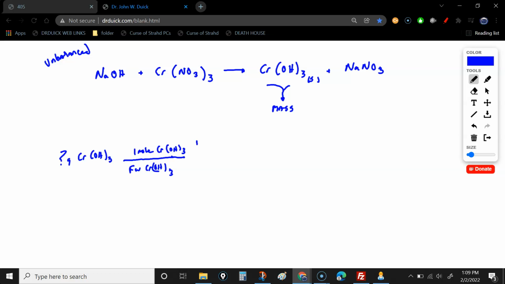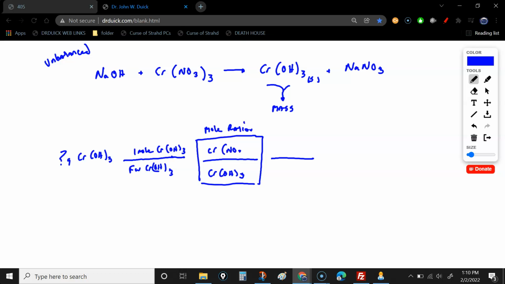Now, once I figure that out, I go into my mole ratio, based on the stoichiometry. So this is my mole ratio. And once I've found my mole ratio, I'm still in moles. I turn around and say, I have this many moles, and what am I looking for? Chromium nitrate. So I'm going to put chromium hydroxide on the bottom here, and I'm going to put chromium nitrate on top. So I'll have moles of chromium nitrate.